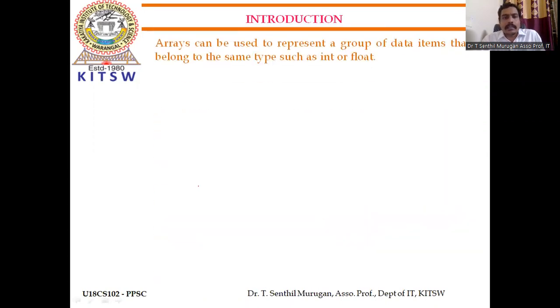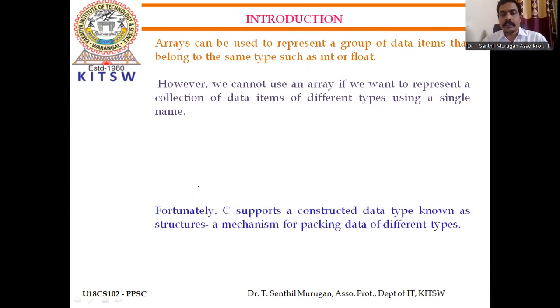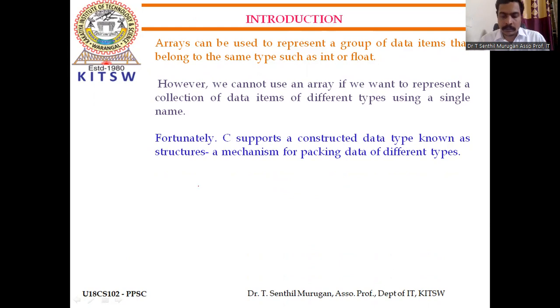So what is an array? We know that an array is a collection or group of similar data types. We cannot use an array if we want to represent a collection of data items with different types. If you want to use different data types, an array is not useful. In that situation, we need some mechanism, and that mechanism is called structure. The structure supports a collection of multiple or different data types. It is a mechanism for packing data of different types.